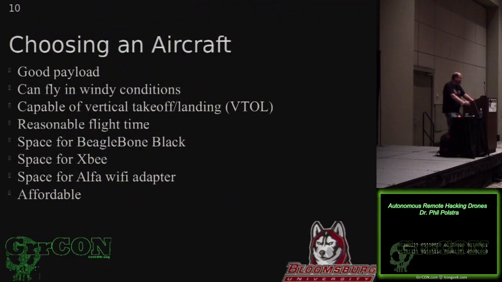Okay. So for the aircraft, for aerial drones, my criteria was that I wanted something with a good payload. You know, I can lift a device or two. Something you can fly in the wind. A lot of the cheap toy drones that you can get out there, quadcopters especially, if there's any kind of wind, you can't fly in it. So I also wanted something you could take off and land vertically, something that you could easily throw a BeagleBone Black on, something that had space for an XBee radio, and space for an Alfa adapter, and most importantly for me, that you could afford it. Right? And this is the one I chose.